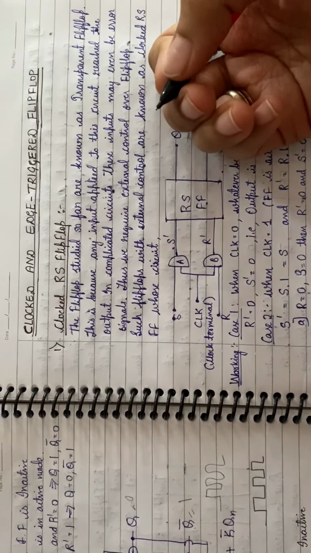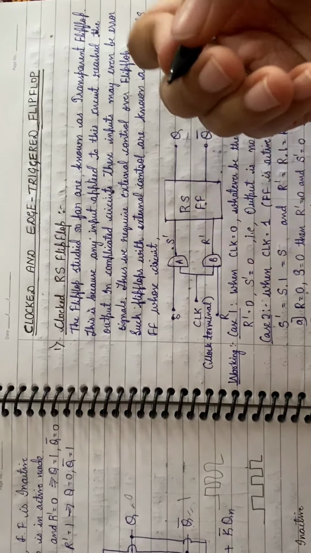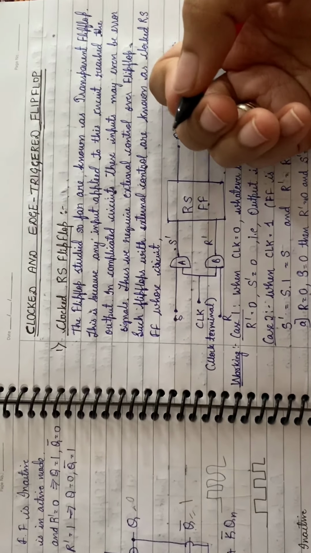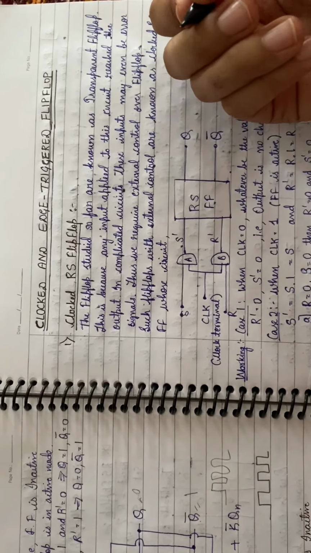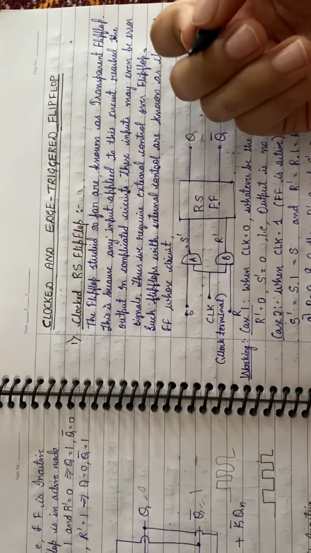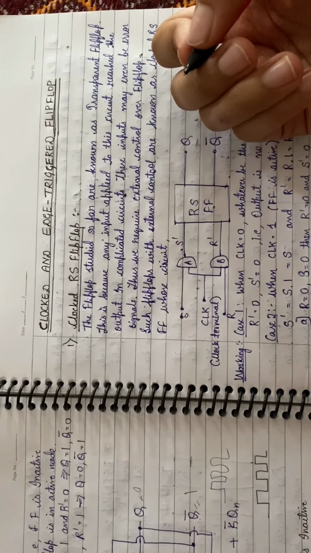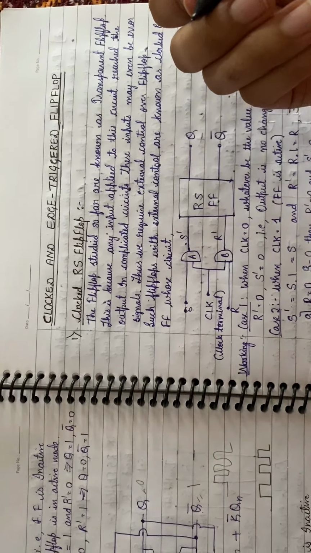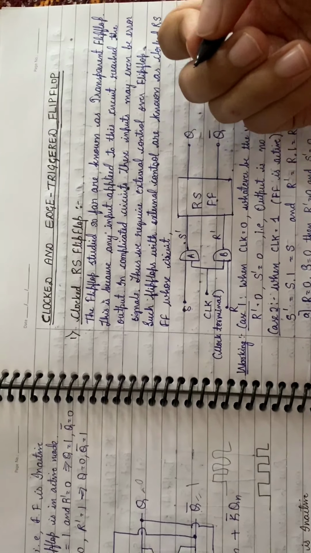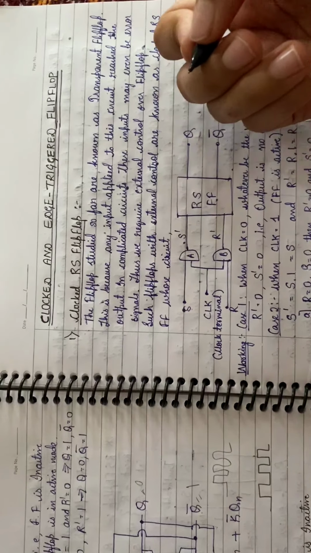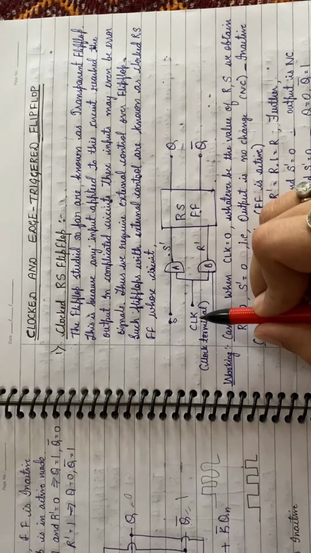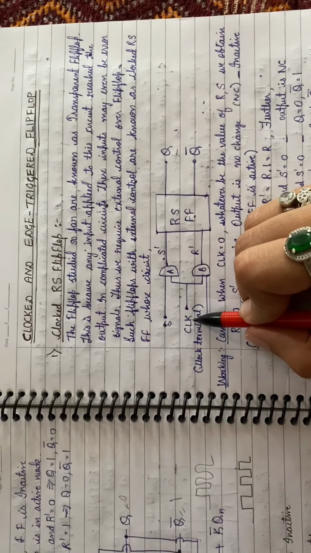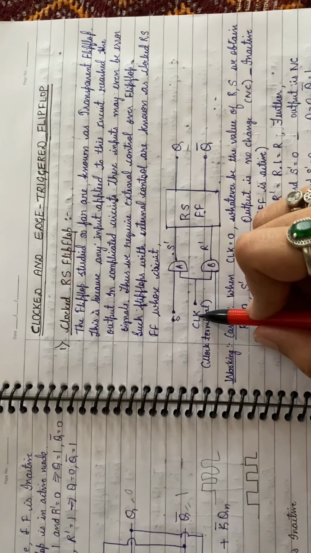Those flip-flops are called transparent flip-flops because whatever input we were applying was directly reaching the output. But in complicated circuits, these inputs can also be error signals. Thus we require external control over the flip-flop. We need an external control over the flip-flop, and such flip-flops with the external control are called clocked RS flip-flops.